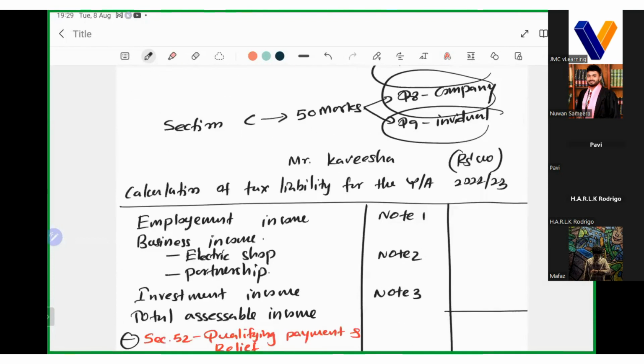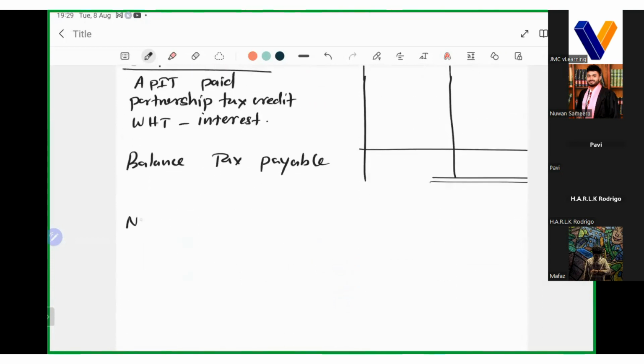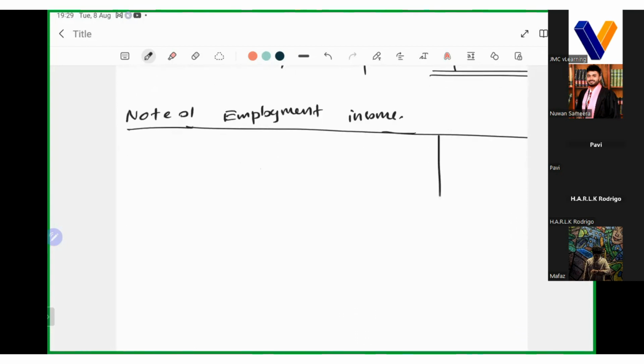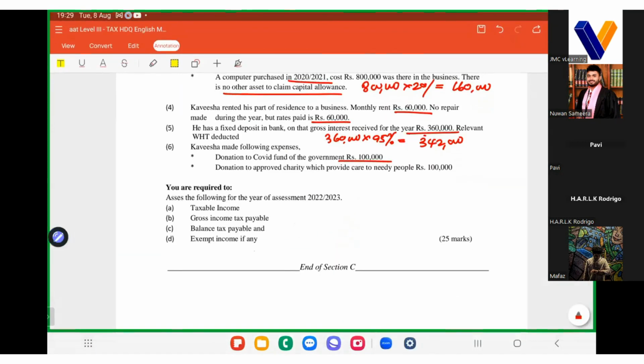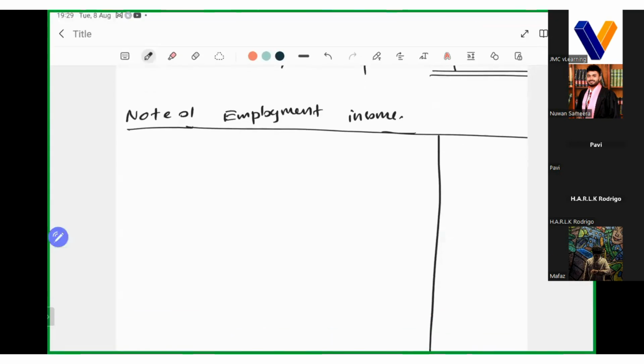So here, first you need to calculate the employment income, note 1. So I will do that calculation, note 1. Employment income. So you can calculate that. So there is no much income under that. So let's calculate the employment income. So please help me. Gross salary per month given. So always you need to get the gross salary without deducting anything per month.